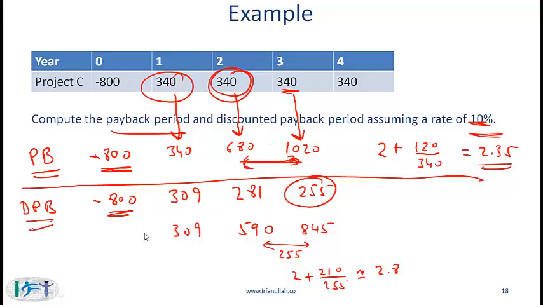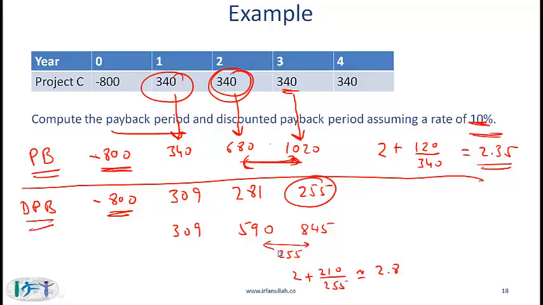Then we come up with the cumulative numbers. At the end of year 1 we recover 309 in present value terms, end of year 2 590, end of year 3 845. 845 is simply 590 plus 255. Here again we notice that we will recoup the 800 somewhere between the end of the second year and end of the third year, or in the third year essentially.